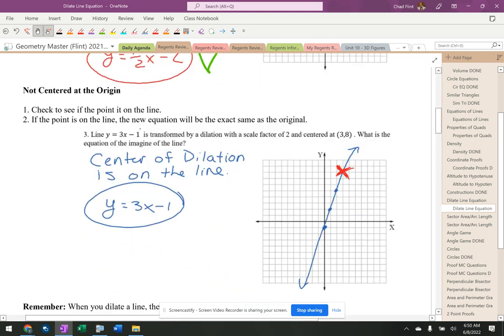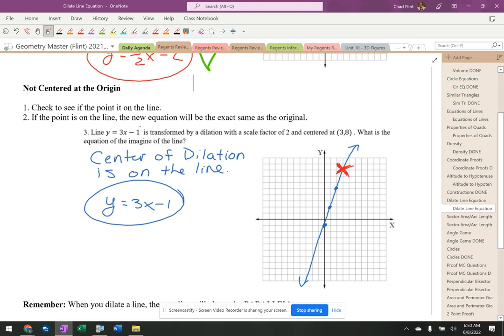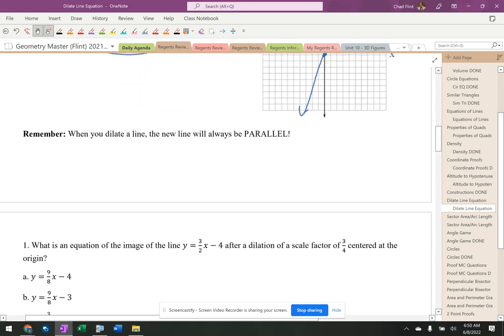If it's not centered at the origin, you basically just check to see if the point is on the line. I can tell you that without fail, it's going to be on the line. And if the point's on the line, that means the line doesn't change at all, because if you dilate it from a point on the line, it doesn't move. It's like if you reflect it and it's on the line, it doesn't move. So that's all we're really doing.